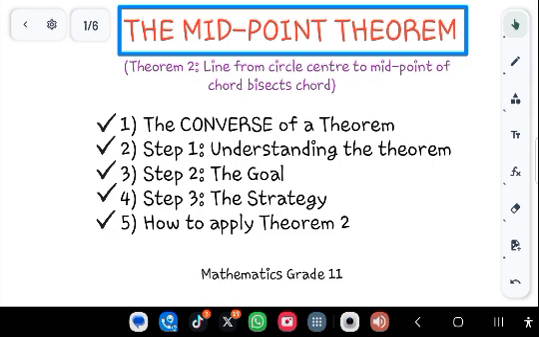And in this video, we're going to focus on the second of the midpoint theorem trio, that is theorem 2 for mathematics grade 11, and that is the theorem that goes: line from circle center to midpoint of chord bisect chords, which is actually just the converse of the first theorem.